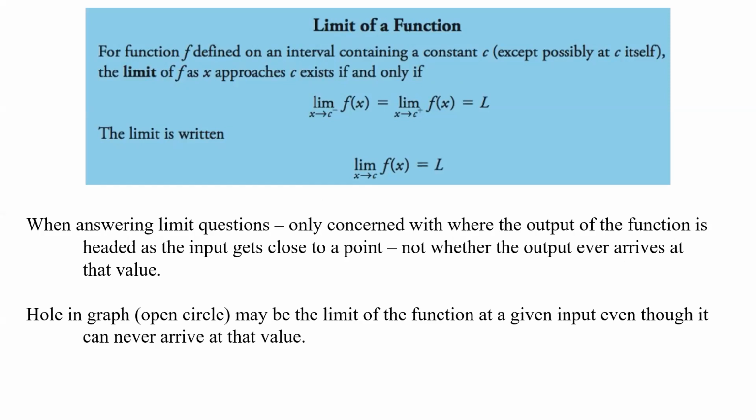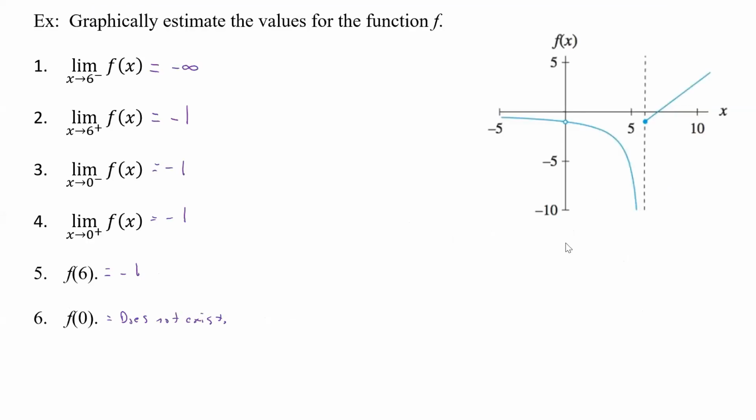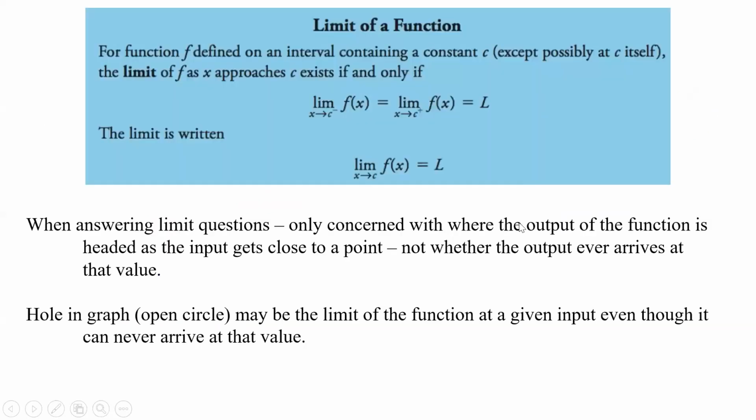Now, as we saw also, a hole in the graph, that open circle, may be the limit of the function at a given input, though it can never arrive at that value. And that's what we had at the 0. So we had the limit going from the left and the limit going from the right, both equal to -1, which tells us that the limit of f of x as x approaches 0 from both the left and the right is equal to -1. Now it never reaches it because we don't have it equal to there, and so that's going to be a key point. Okay, so that's what happens with those holes.